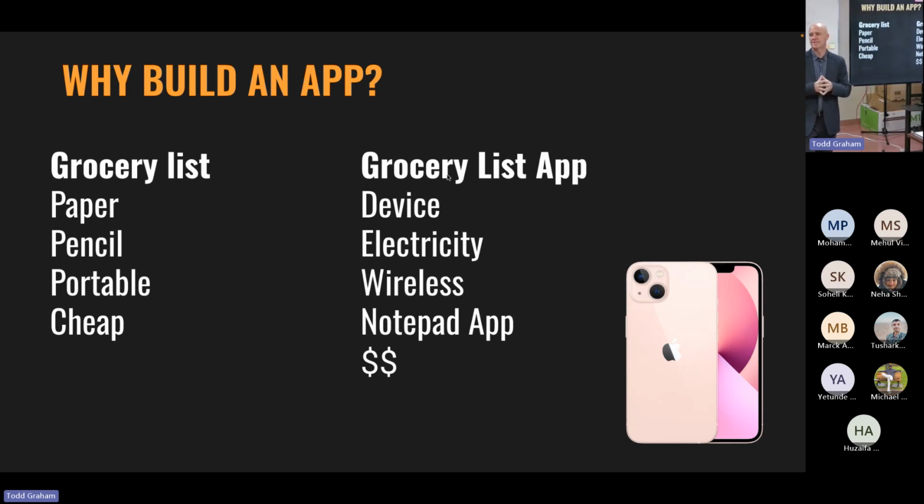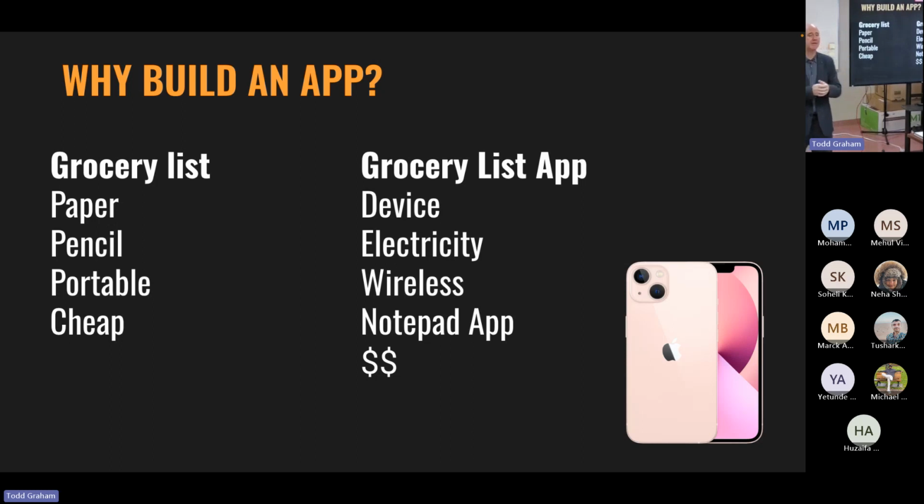Another one, grocery list. Again, paper, pencil, portable, it's cheap. Okay? Grocery list, well, you need a device. Well, the device costs you $500, $600. Paper's virtually free. You need electricity, okay? You know, plug it in, you need to charge it. Does it have a battery? How long does the battery last? Does it work on wireless technology? Is a grocery list app any better than a notebook app, notepad app? And it's a whole lot more expensive.